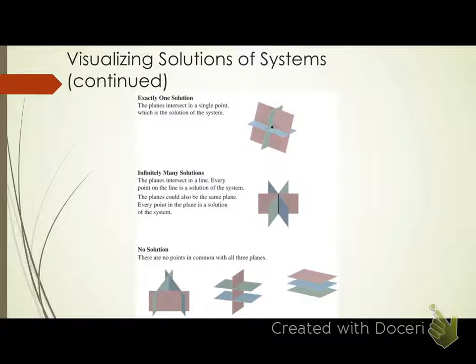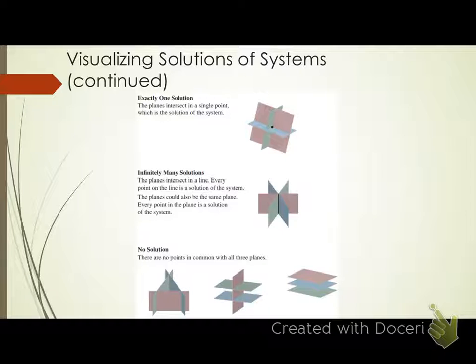This is just kind of a visual of what's going on with the solutions of our systems of linear equations in three variables. If we have exactly one solution, that means the planes intersect at a single point, our x comma y comma z, which is the solution of the system. So that'd be that point right there in the middle of the graph.